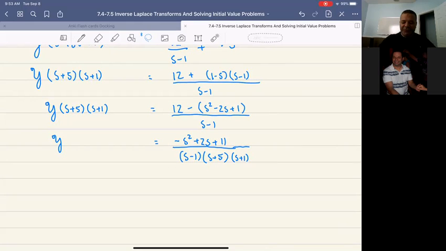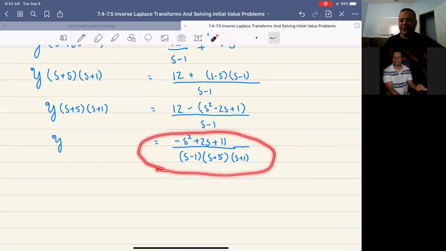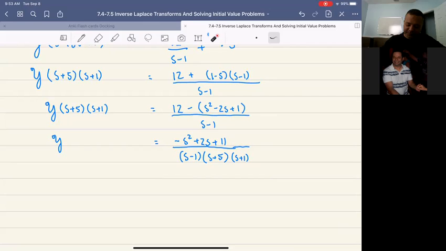Now, what are we going to do next? Well, that's right. We have to do a partial fraction decomposition on this, right? So let's do that. The next piece of this is we're going to do a partial fraction decomposition.